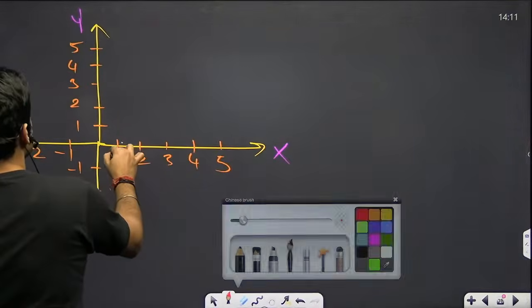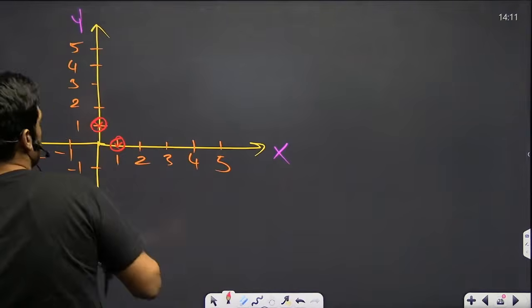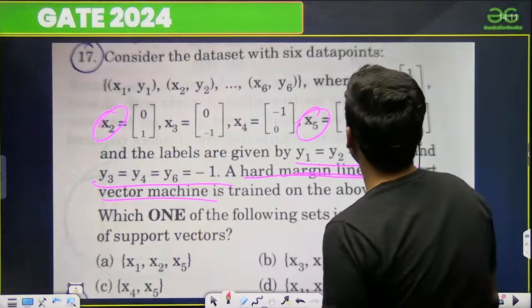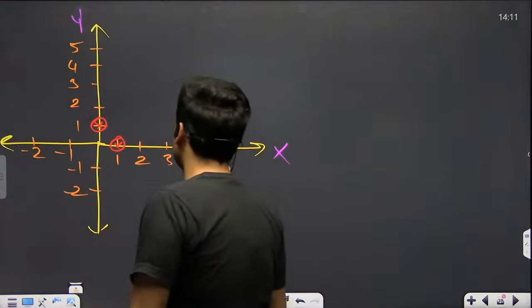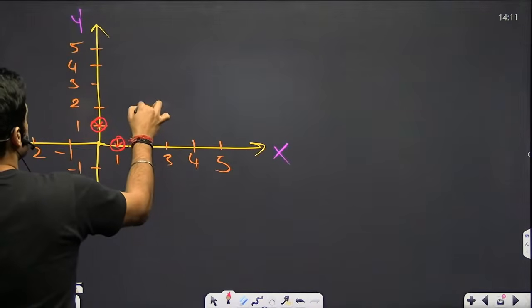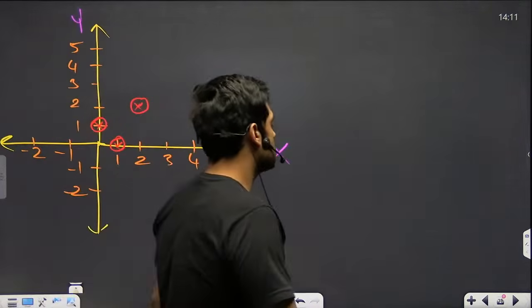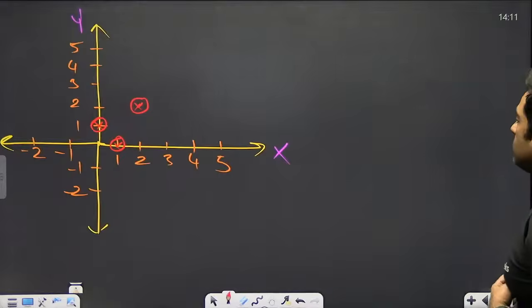(1, 0), (0, 1), and which other point? The 5th is (2, 2). Okay, the point is (2, 2). So these points belong to class 1.